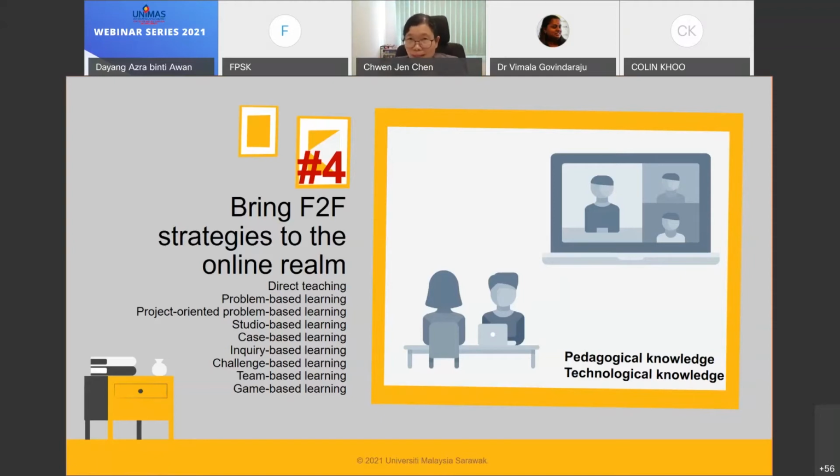So it means that we have to map how we are going to do this online. We want to use the same strategy, but I want to do it online. So how am I going to do that? All right, so therefore, I think this kind of knowledge is important, right? Here I have time constraints, so I'm not going to talk about all the strategies. I'm only going to focus on the first one, which is direct teaching.